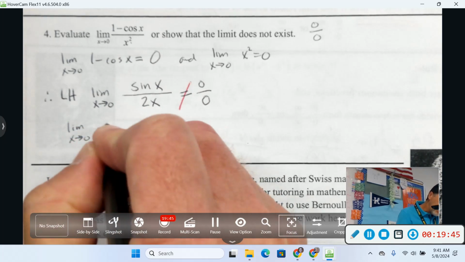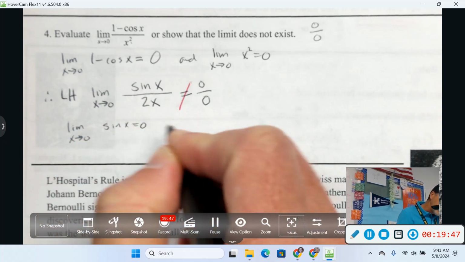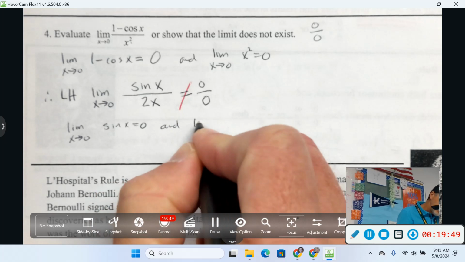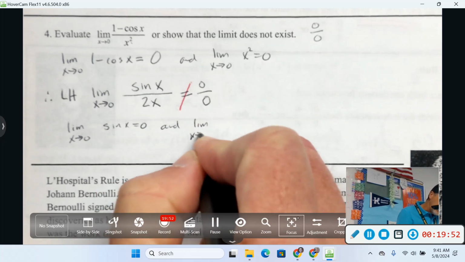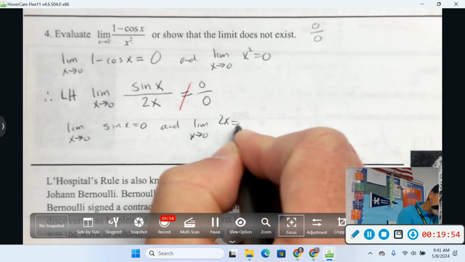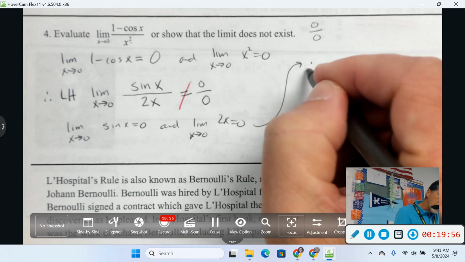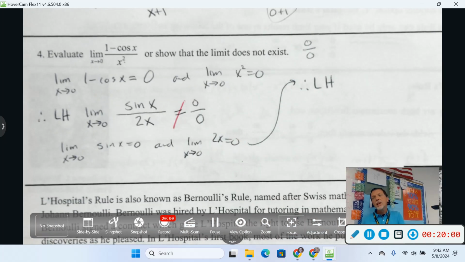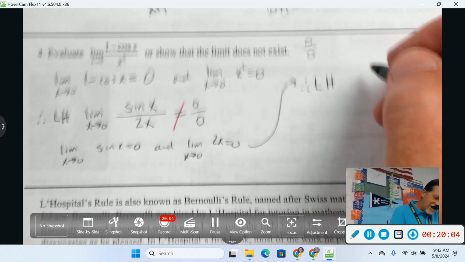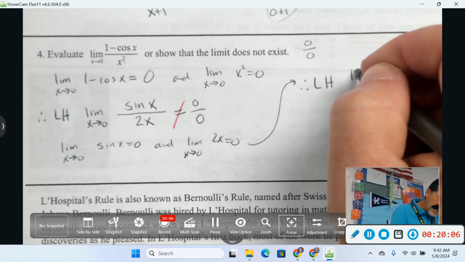Limit as x goes to 0 of sine of x equals 0. And limit as x goes to 0 of 2x equals 0. Therefore, we get to use L'Hopital again. It's just going to get worse all day. It's funny now. Wait till 6th period.